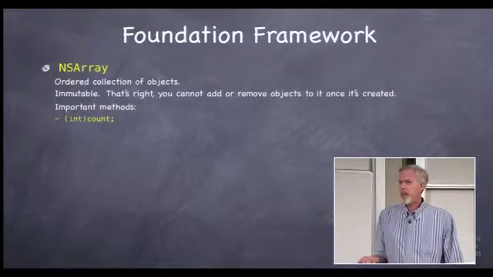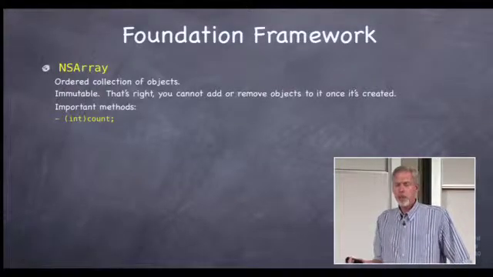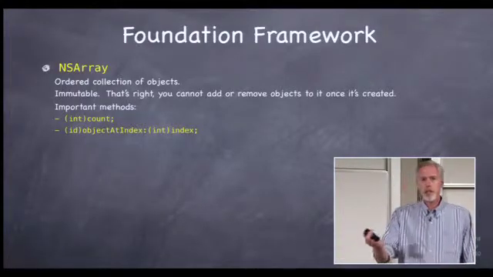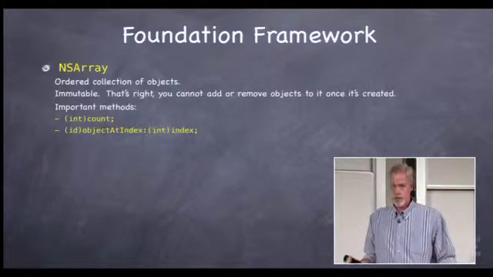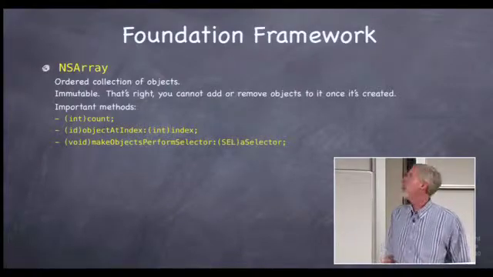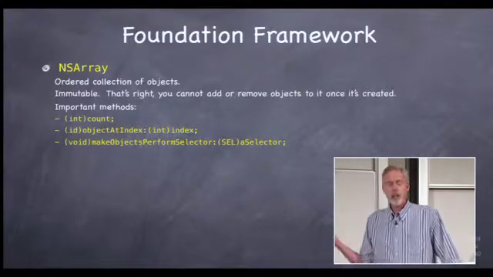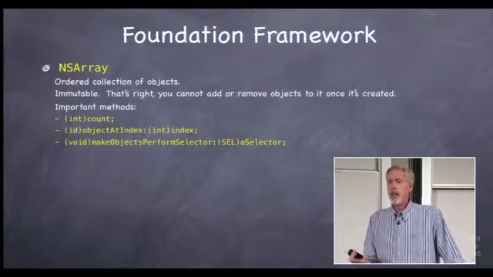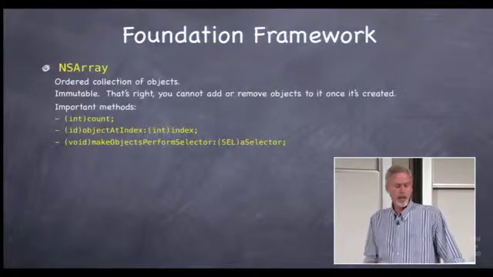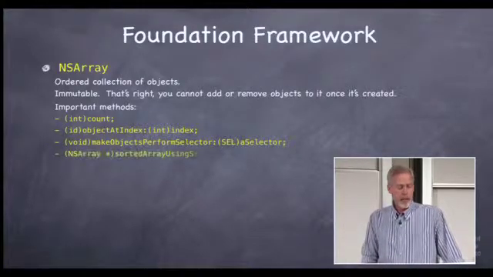Some of the important methods that are in NSArray: count is really important. That's how many objects are in the array. Also, objectAtIndex. That says, give me the object that's at this index in the array. Okay, these are kind of the fundamental primitives of NSArray. It's got some other kind of fun methods like makeObjectsPerformSelector. You give it a selector. We talked about selectors on Tuesday. That's basically a representation of a message or a method invocation. You give it a selector, and it'll make all the objects in the array perform that selector. So that's kind of fun.